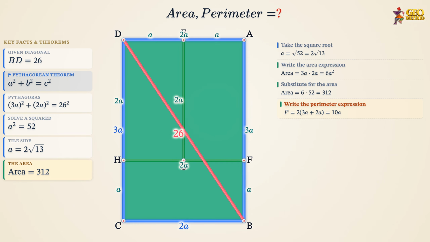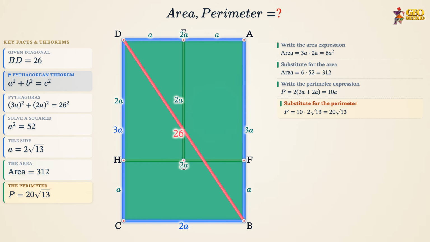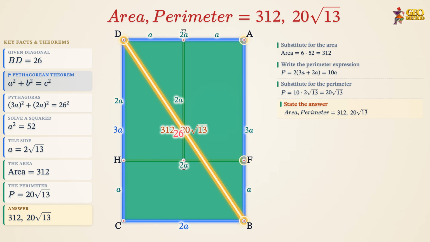The perimeter is twice the sum of the two side lengths, 3A plus 2A, which is twice 5A or 10A. This one depends on A itself. Substitute A equals 2 root 13. 10 times 2 root 13 is 20 root 13 units. So the answer is 312 and 20 square root of 13. And there we have it, clean and verified.